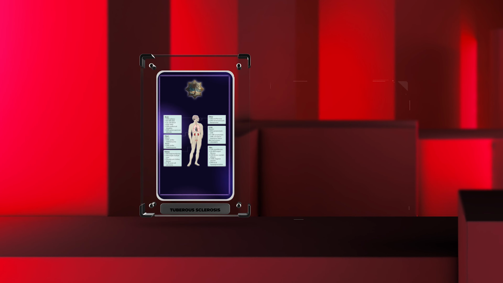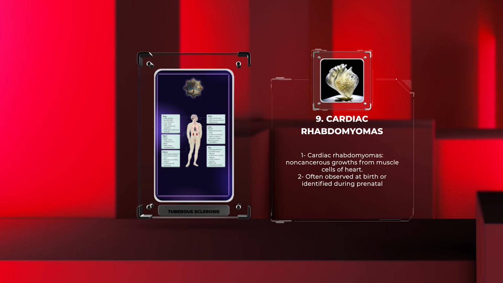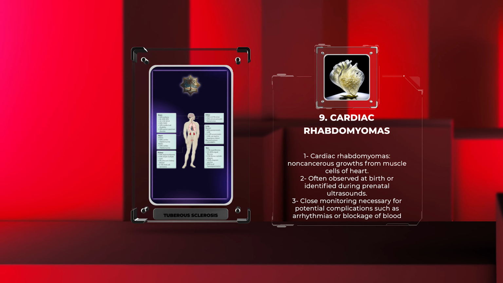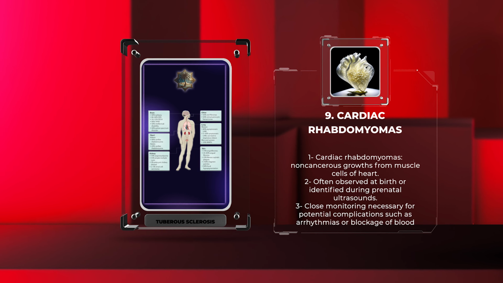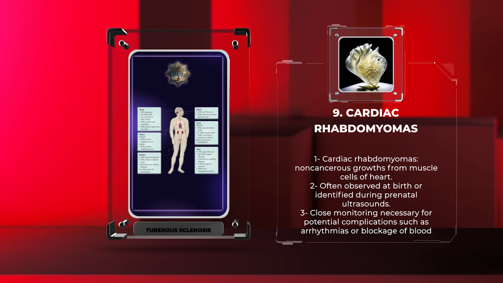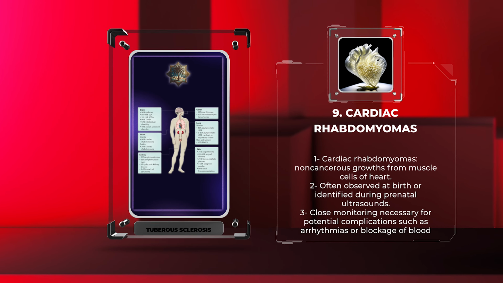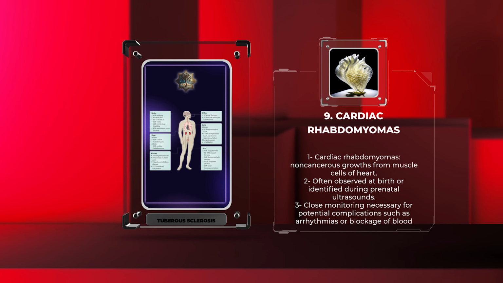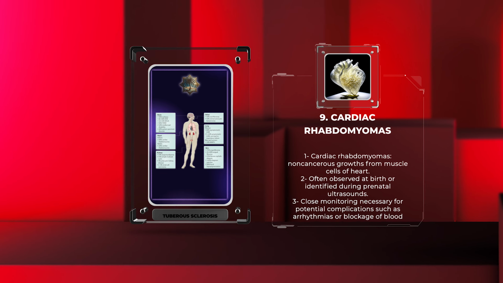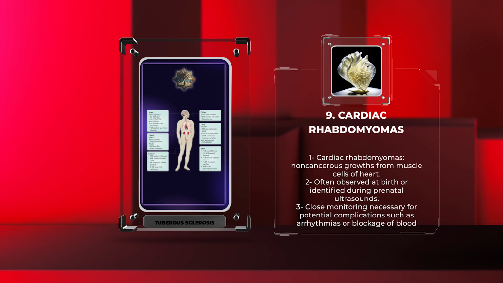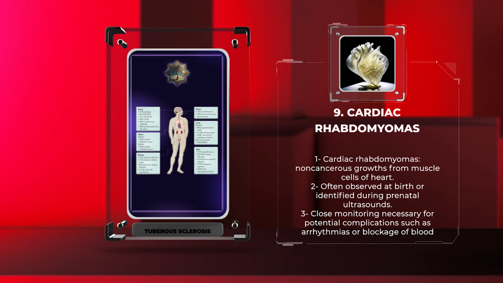Cardiac rhabdomyomas are non-cancerous growths that originate from the muscle cells of the heart. These tumors are frequently observed at birth or identified during prenatal ultrasounds. Although they typically diminish on their own with time, it is important to closely monitor the heart for potential complications, such as irregular heart rhythms, arrhythmias, or blockage of blood flow. Regular cardiac assessments are necessary to ensure timely intervention and proper management if any issues arise.